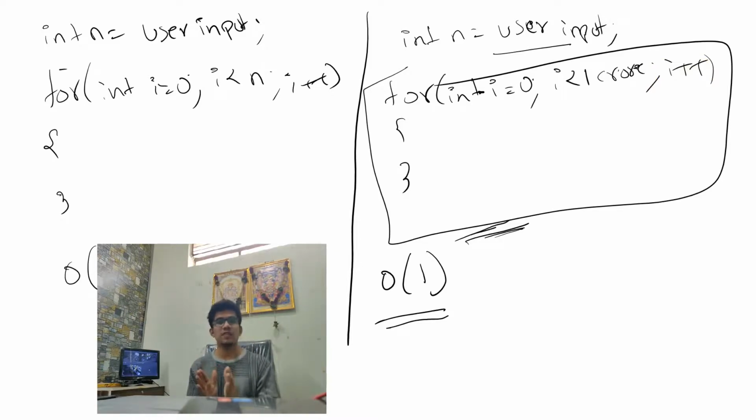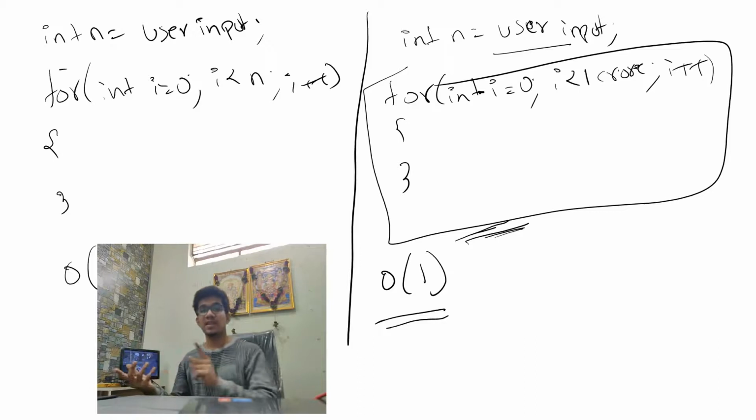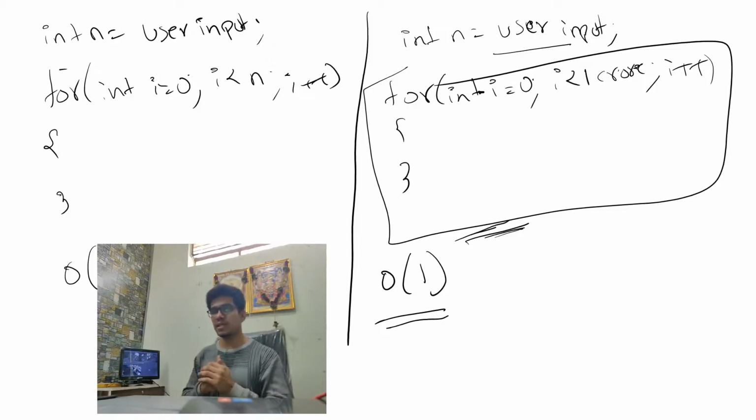The definition of time complexity is like this: according to the input, how your execution time will change, that's it. So when you are talking like this, if the n value is 5, the time complexity is order of 5, then it is called a linear time complexity.